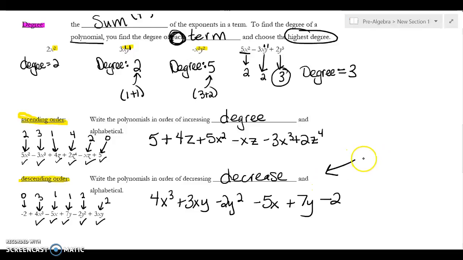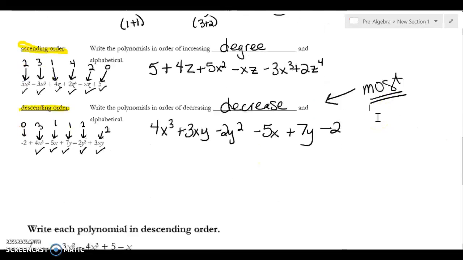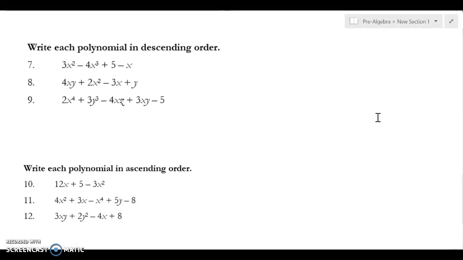This is what you'll do the most. You will most often write them in descending order. It's very rare that you're going to write polynomials in ascending order. All right, so we have a couple examples we need you to try. So go ahead, let's cross off 9 and 12. Try 2 of each one by finding the degree and writing it in order. Once you think you have it, press play.